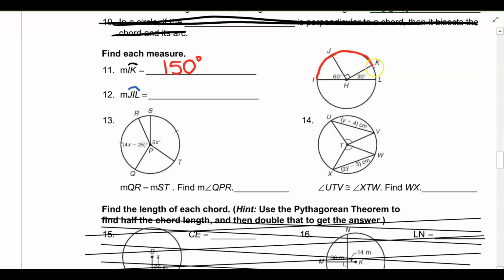Measure of arc JIL, well, this time I do know I'm looking at a major arc because they name 3 letters, plus it's telling me that it's going through point I in order to connect J and L. So this is a semicircle, so that's already 180 degrees plus another 60. So when I have 180 degrees plus 60 degrees, that gets me 240 degrees.